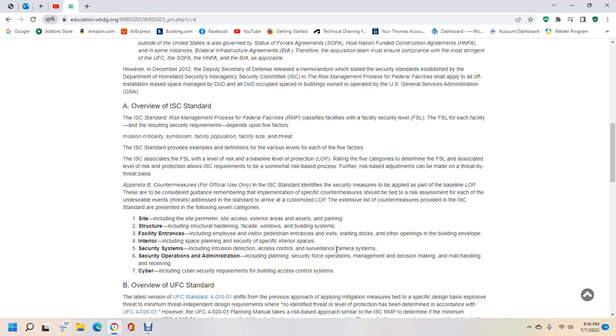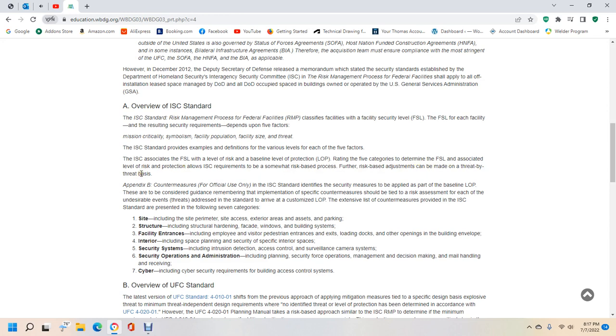The Interagency Security Committee associates the federal facility security level with a baseline level of risk and level of protection. Rating the five categories determines the federal facility security level, which is associated with the level of risk and allows the Interagency Security Committee requirements to be somewhat risk-based. Further, risk-based adjustments can be made on a threat-by-threat basis.